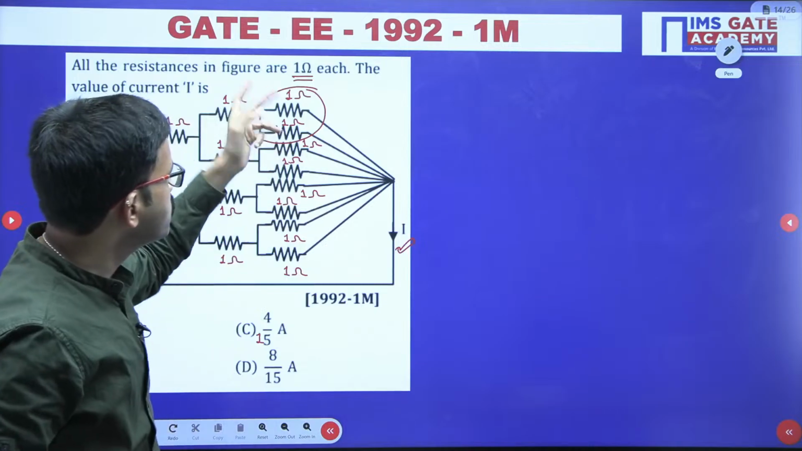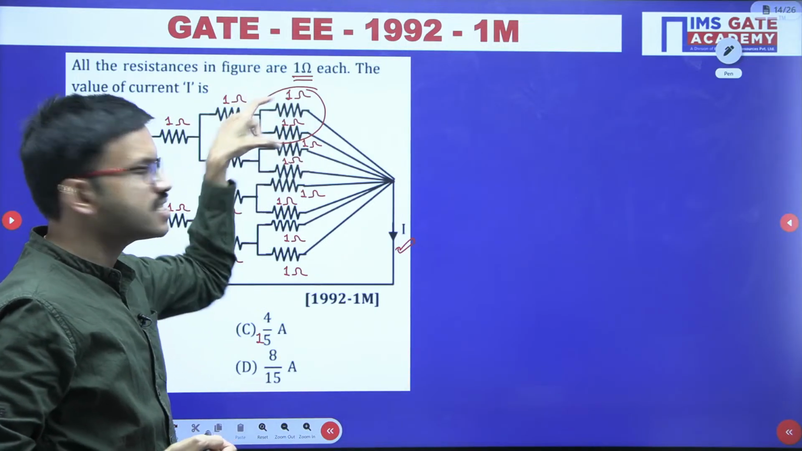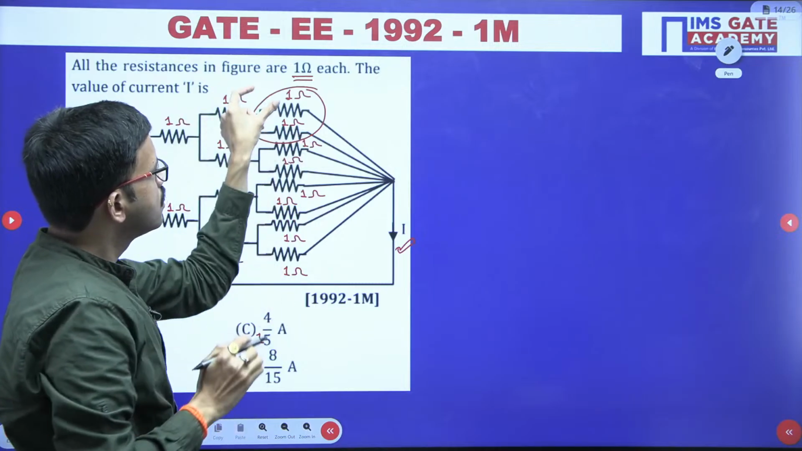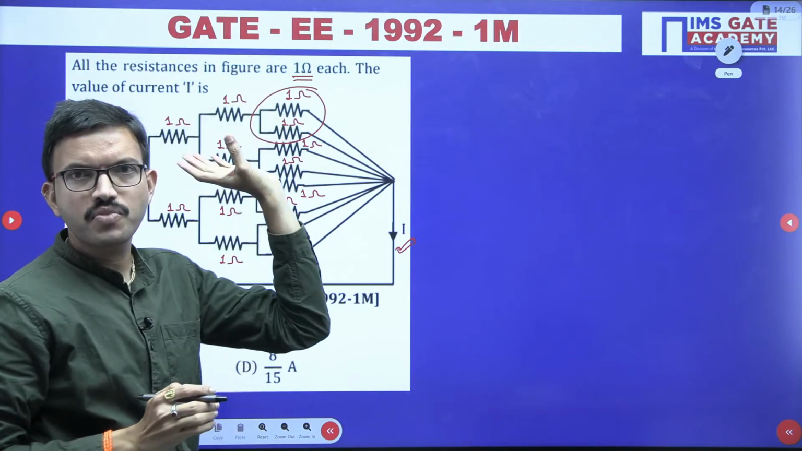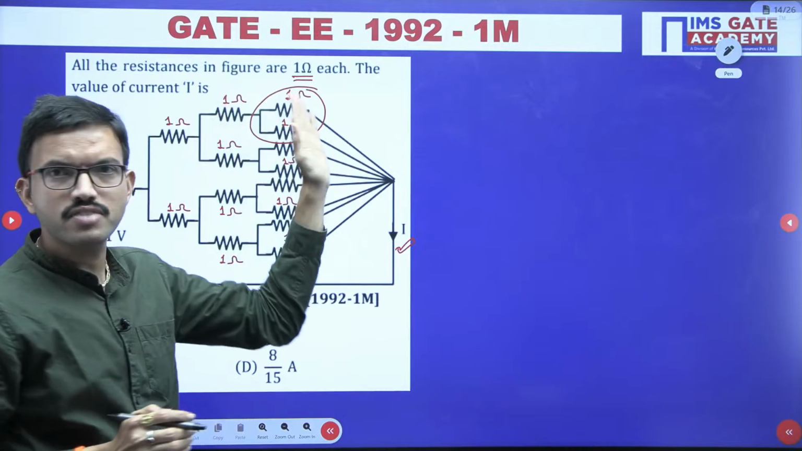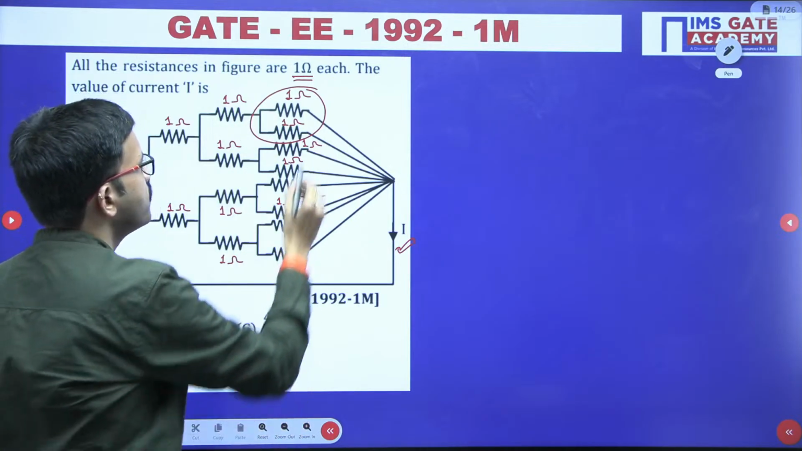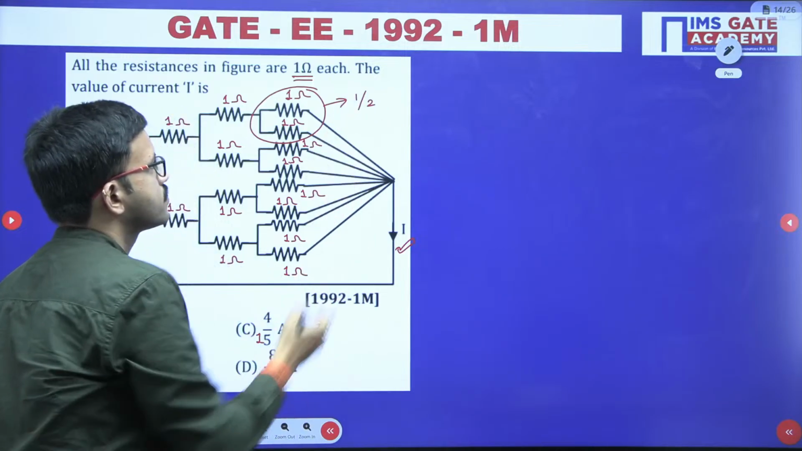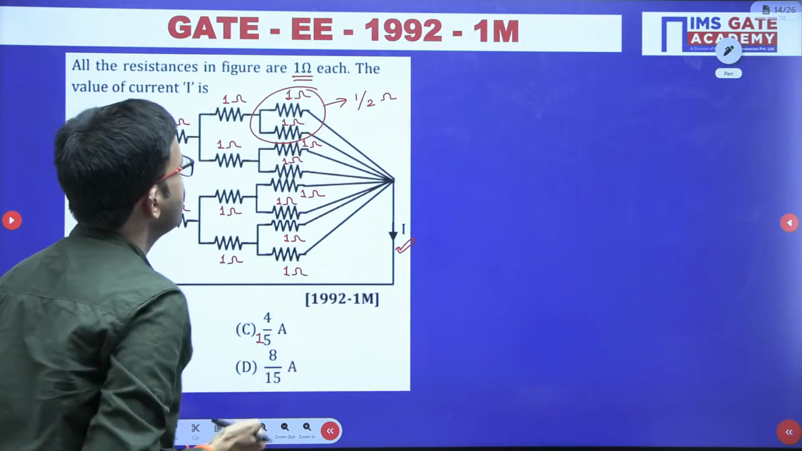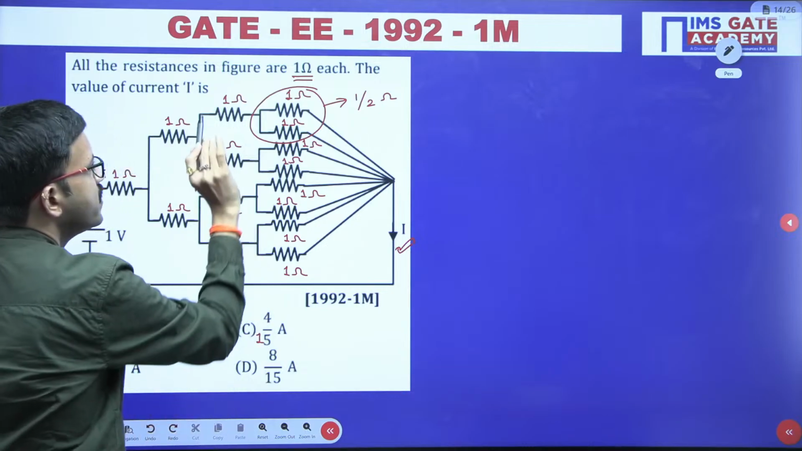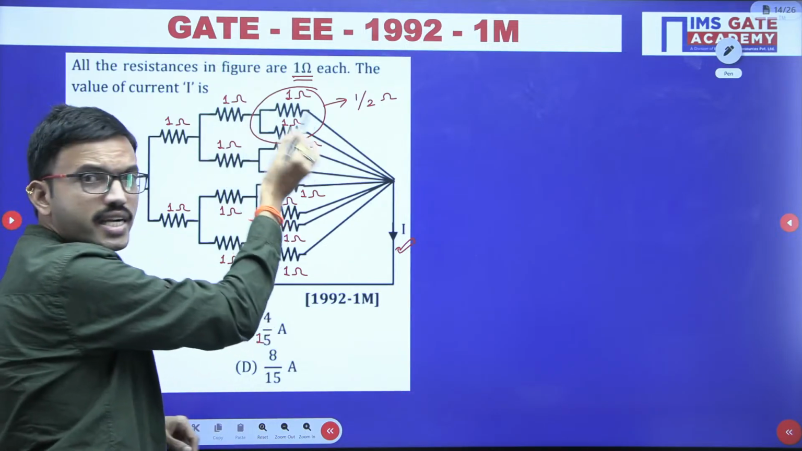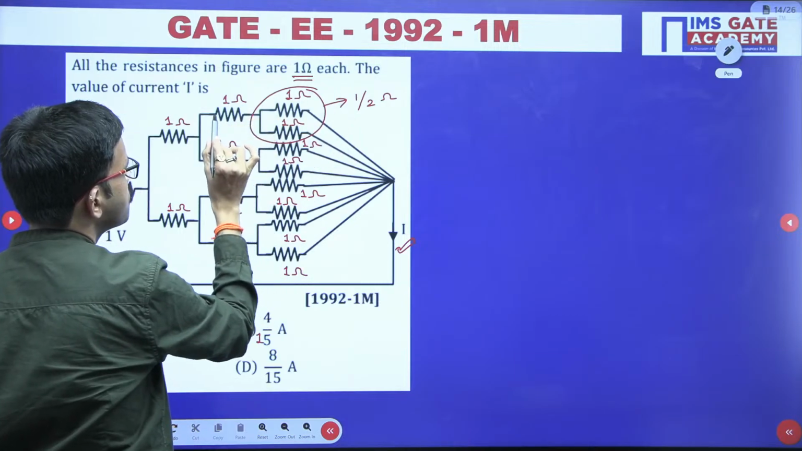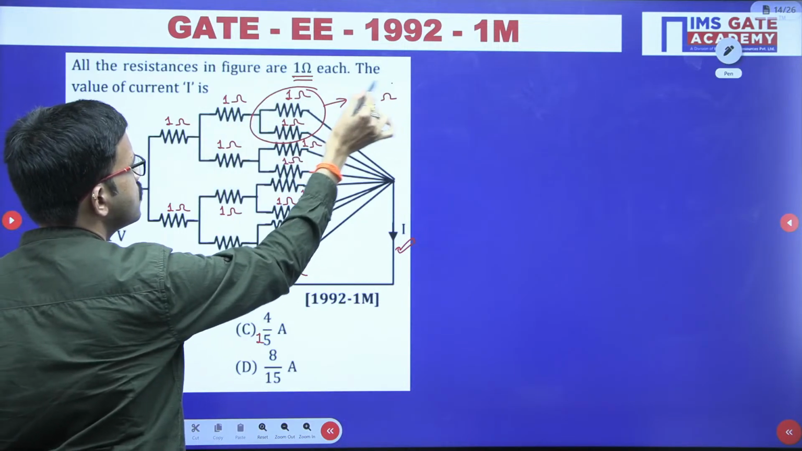By using that formula, if both have the same resistor value, then you get half of any one resistor value. 1 into 1 divided by 1 plus 1 is nothing but 1 by 2. So from here you are getting 1 by 2 ohms. Now this resistor and this resistor are both connected in series.